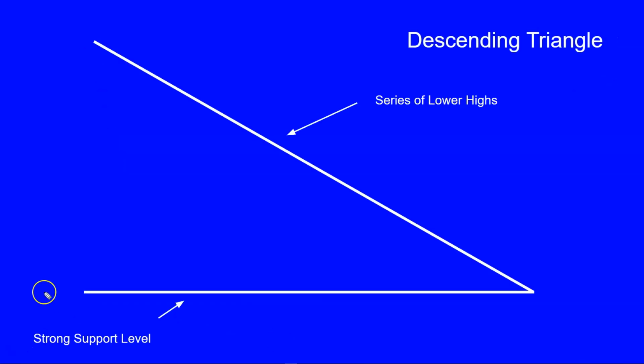Okay, after we find this strong level of support, the next thing we need to look for is a series of lower highs in the form of a downtrend. As price continues to pound on the support level, think of it as a trip hammer.